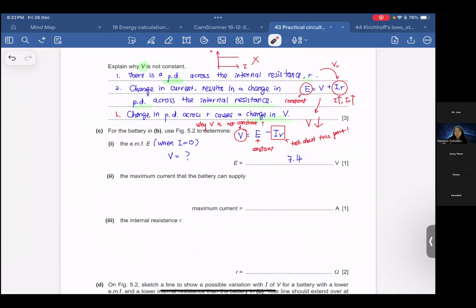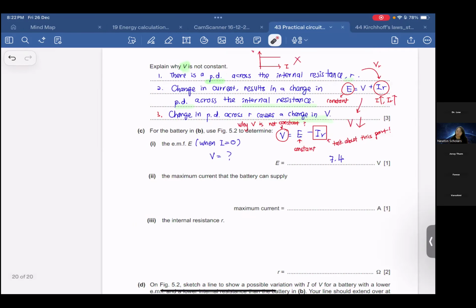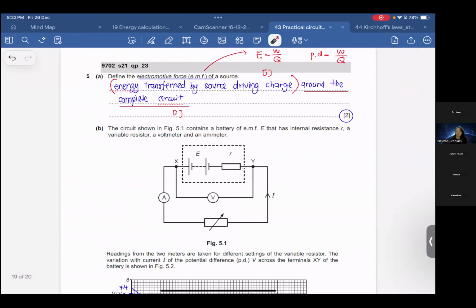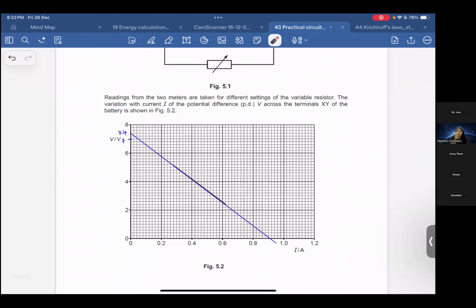Wesley, you use the gradient? Gradient is to find internal resistance, dear. Why find internal resistance, then use the formula? Gradient is internal resistance. Here, the maximum current that the battery can supply. What is the maximum current that can be supplied by the battery from the graph?